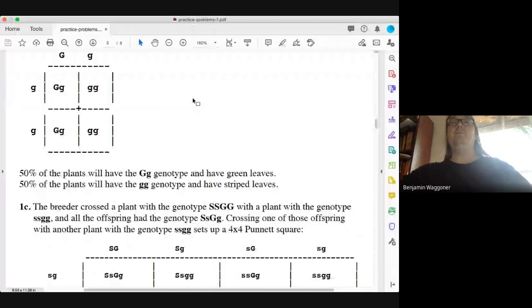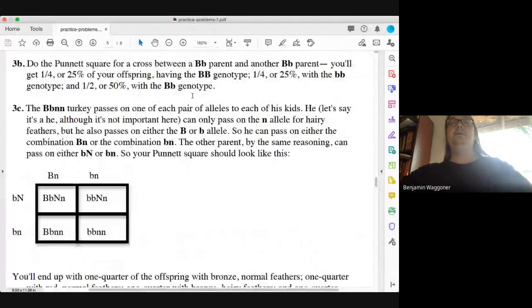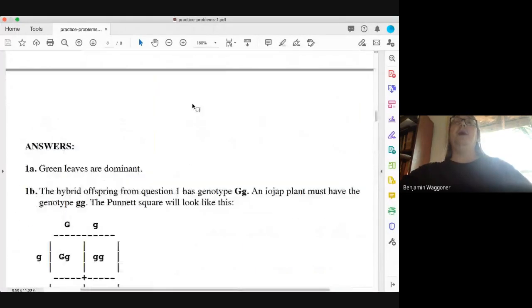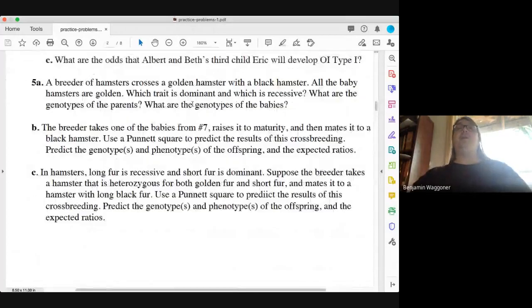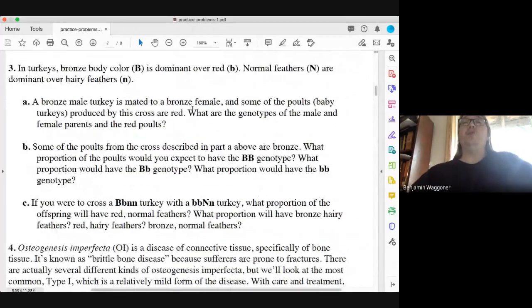Okay. Oh, yeah, I actually did remember to include that. Okay, that's a slightly more interesting one down there. I just realized that 5 is basically the same problem as 1. So let's do 3. This one's about turkeys.